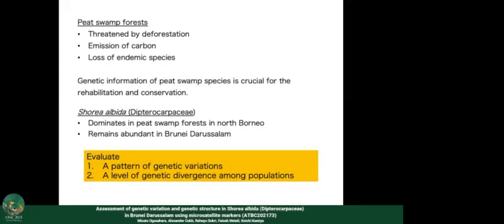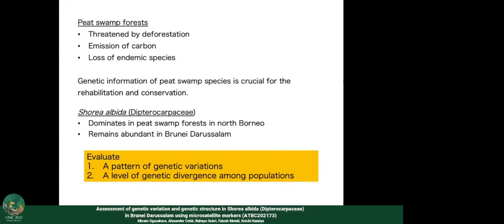For rehabilitation and conservation, genetic information about dominant tree species in the peat swamp forest is crucial, but this information is poor. In this study, we focus on one peat swamp tree species, Shorea albida. This species forms dominant stands in peat swamp forest in North Borneo. This species is threatened by logging or road construction, but remains abundant in Brunei Darussalam.